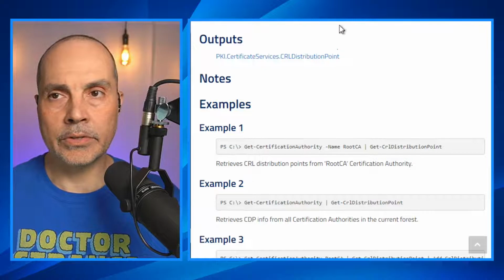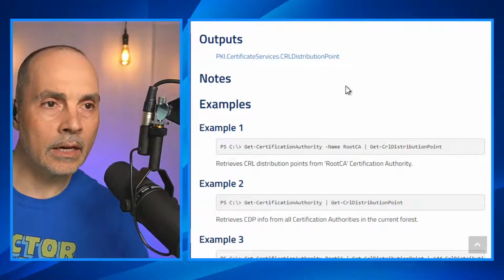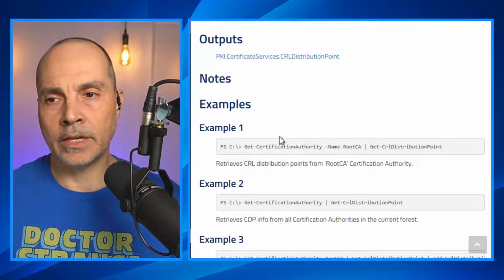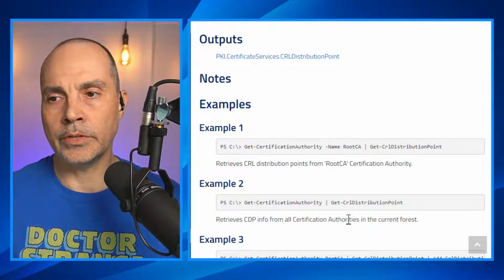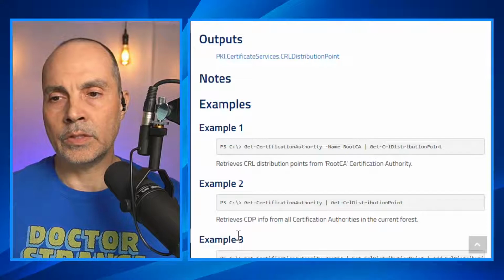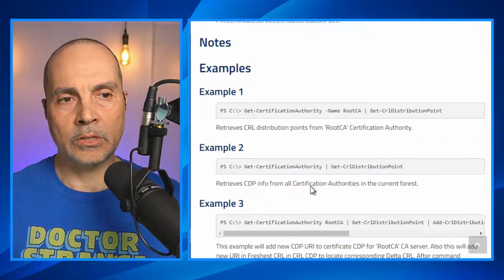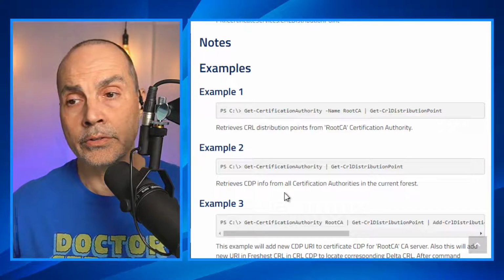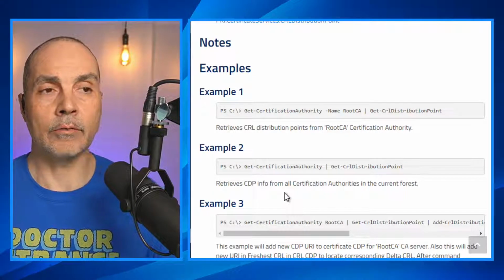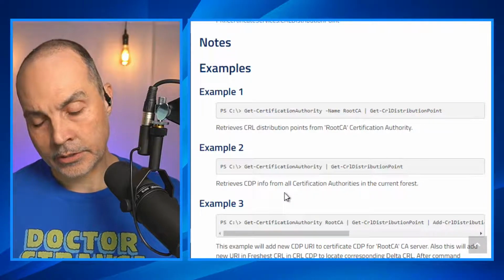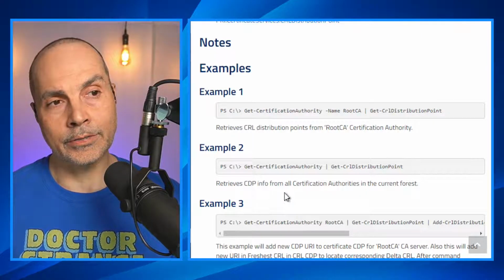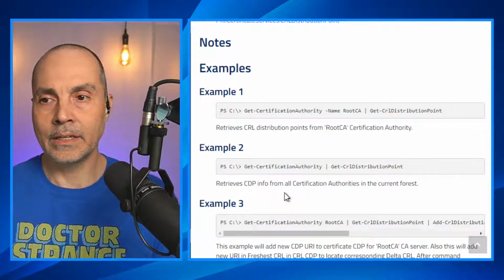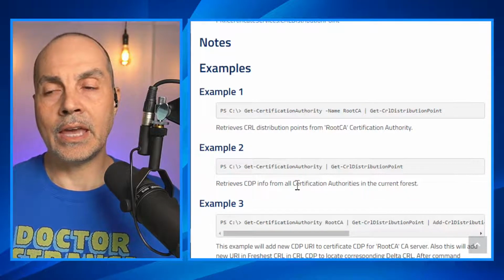Okay, and there's examples. This is on pkisolutions.com/tools/PSPKI, and you click on the command. There's examples in here that you can use for this. And this will give you, make sure this is in the window, retrieves all the CDP information from all certification authorities in the forest. Remember, Active Directory Certificate Services is a forest-wide service. So if you've got a very diverse environment, now this is CAs that are in the forest.